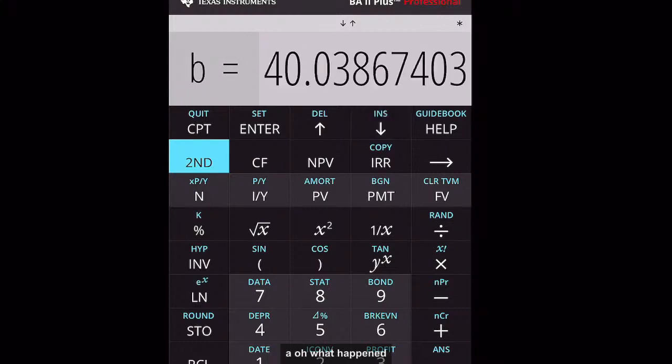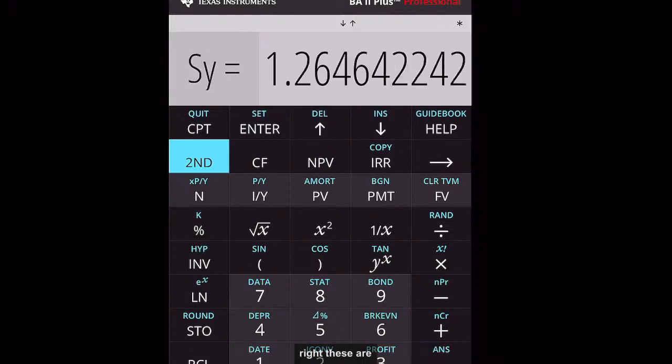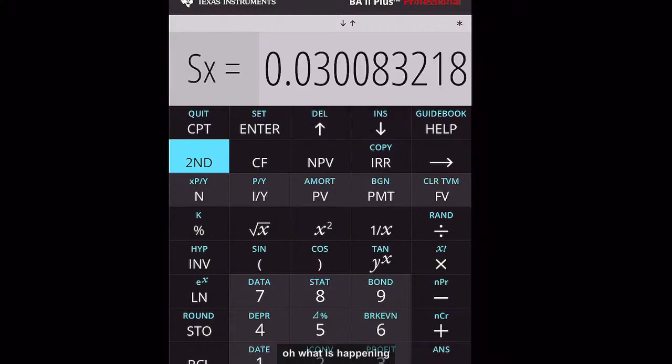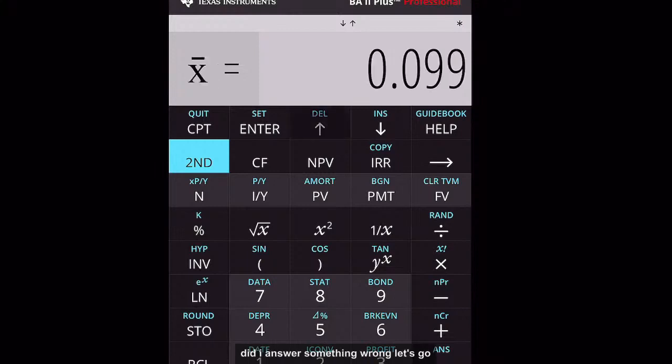A. Oh, what happened? What happened to my results? This is not right. These are different. This is some other data. Oh, what is happening? Did I enter something wrong?